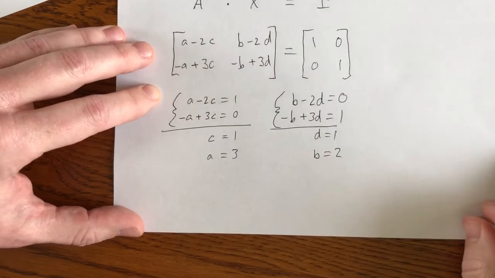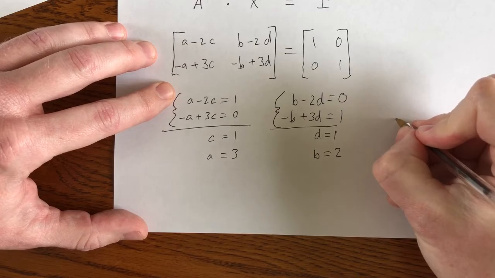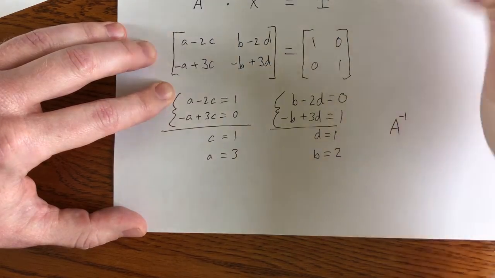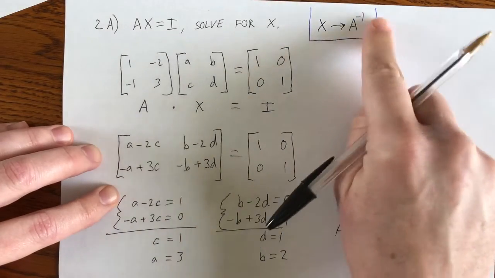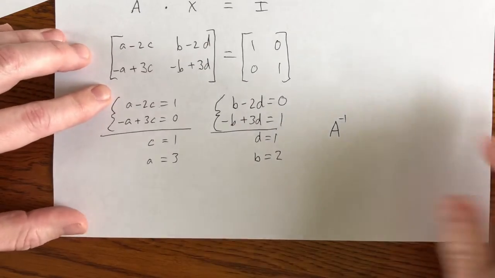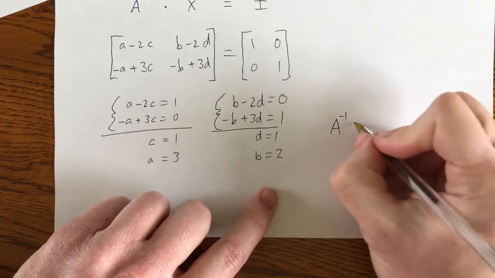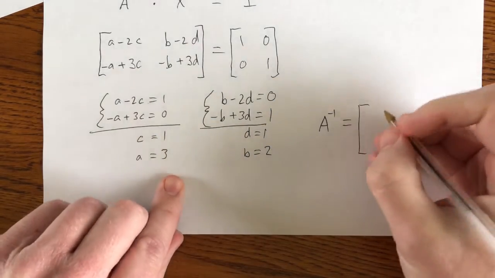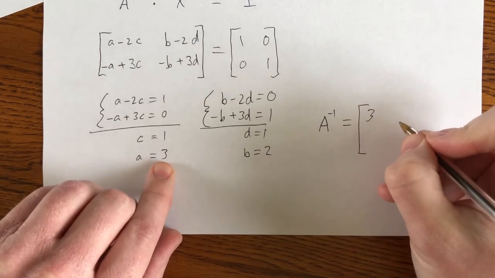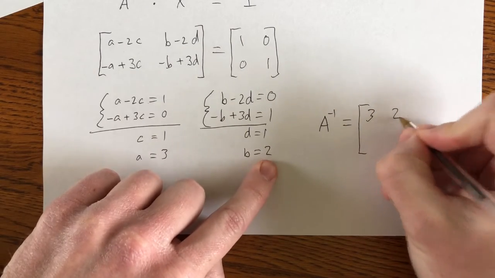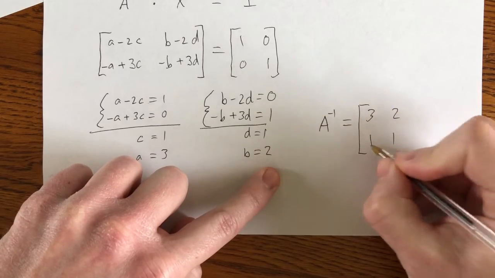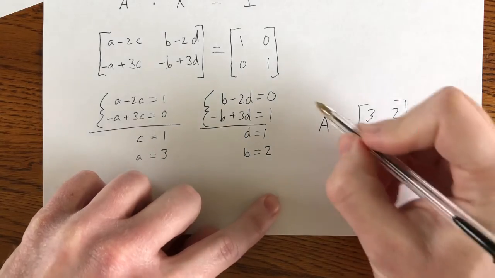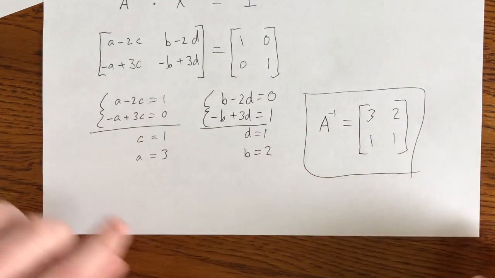Very good. All right, so therefore, the inverse of matrix A, which, remember, is the same as X, which is what we just solved for here, is going to be equal to this. 3, that's your A value, and then 2, that's your B value, and then 1, 1, C and D. So matrix X, same as inverse of matrix A, finished with example 2a.